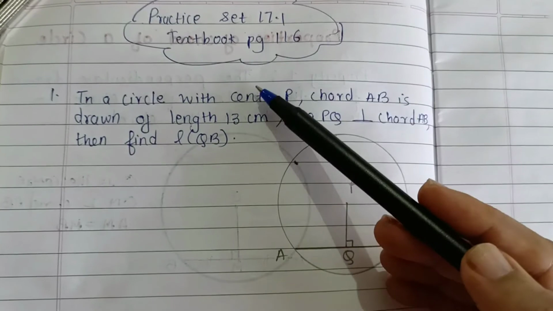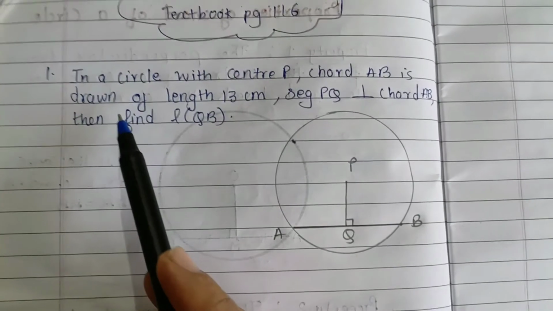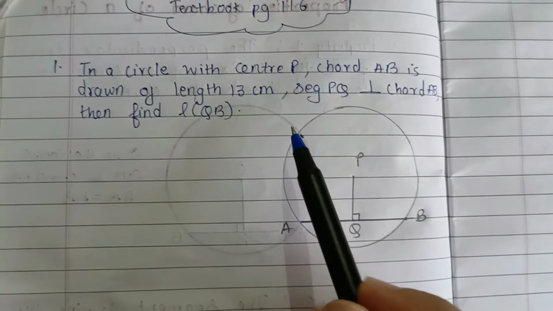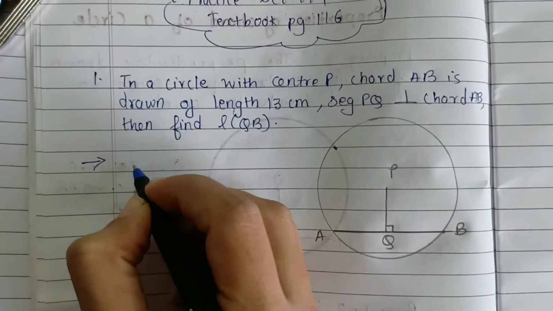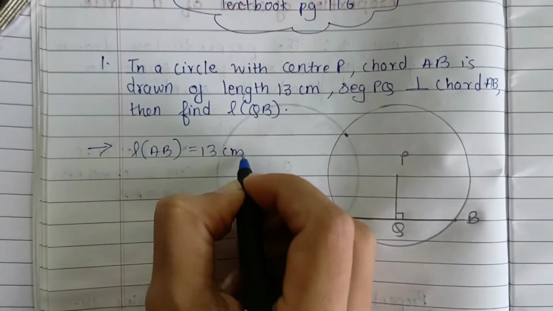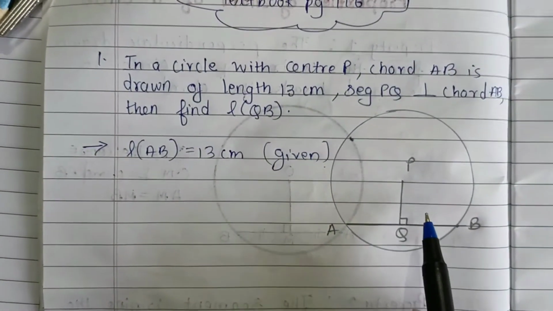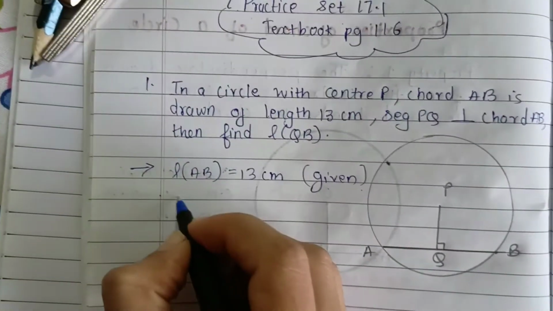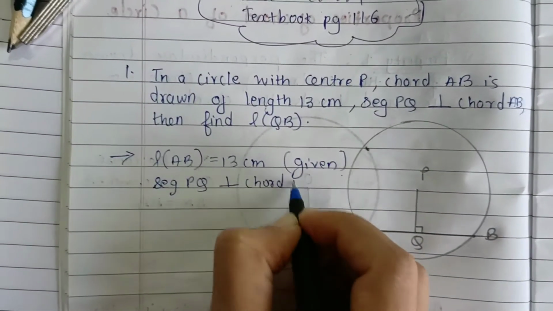Practice set 17.1, textbook page number 116. The first question is, in a circle with center P, chord AB is drawn of length 13 cm. So we'll write down the given information. Length AB is equal to 13 cm. Also, segment PQ is perpendicular to chord AB.